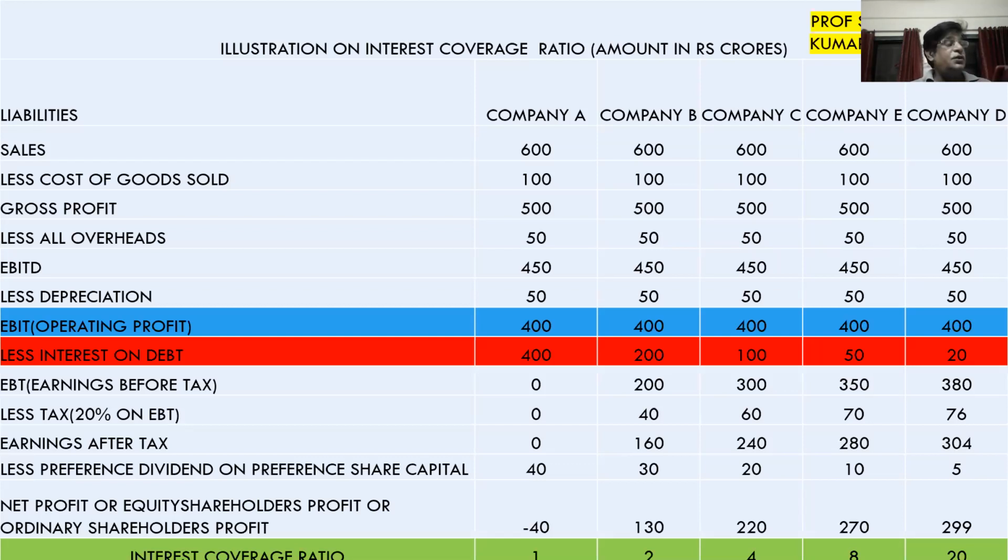That is, operating profit is 400 crores, and your interest payment on loan capital or debt capital is 100 crores. So how many times can you pay? You can pay four times. So it's very, very strong.